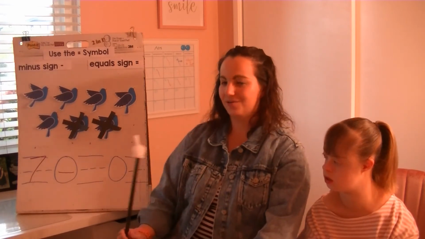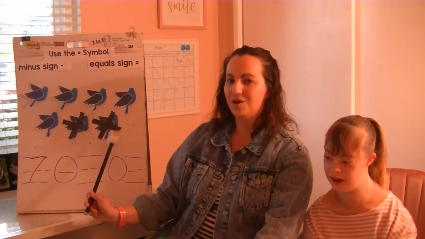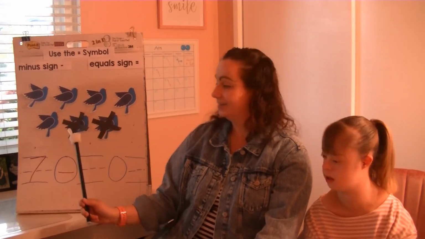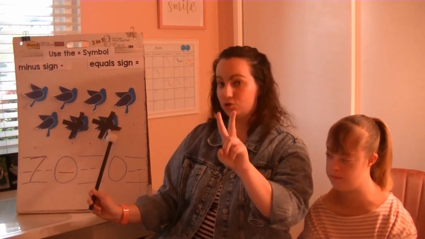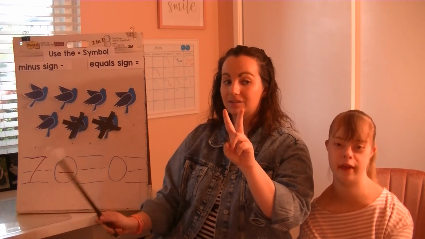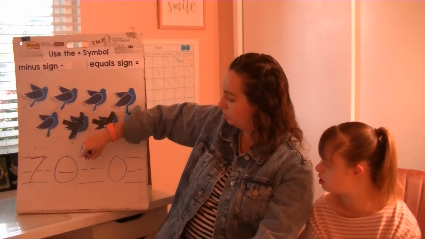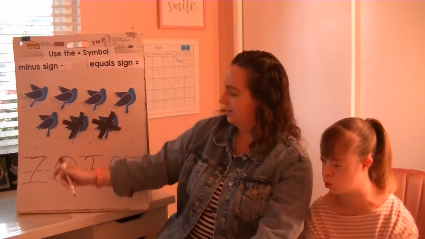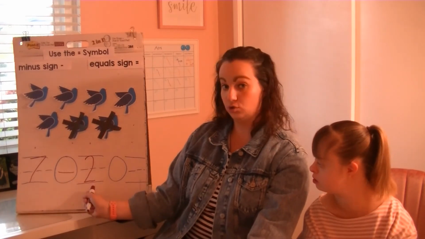Let's double check, okay? How many birds are we taking away or subtracting? Ready? You're going to count with me. Set, count with me. 1, 2. How many birds are we subtracting or taking away? I say 2. 2. Nice job, Kaylee. So we write 2 over here. 7 minus, or take away, 2.